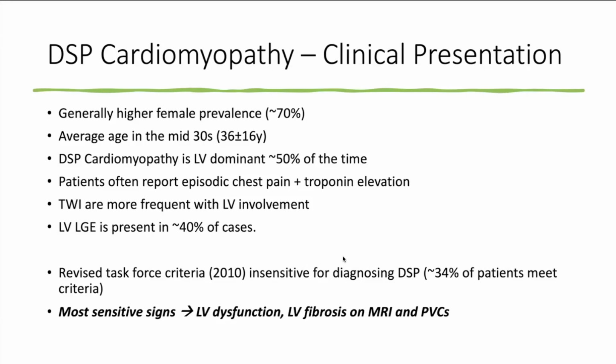So the modified task force criteria, which is the ones I was just talking about with the RVOT dimension, is very insensitive for diagnosing the Desmoplakin or the left-sided version, as only 34% of patients tend to meet criteria for that. So the new criteria, the 2020 guidelines of the Padua criteria, are much better for that diagnosis. And the most sensitive signs are LV dysfunction, fibrosis on MRI, and frequent PVCs.